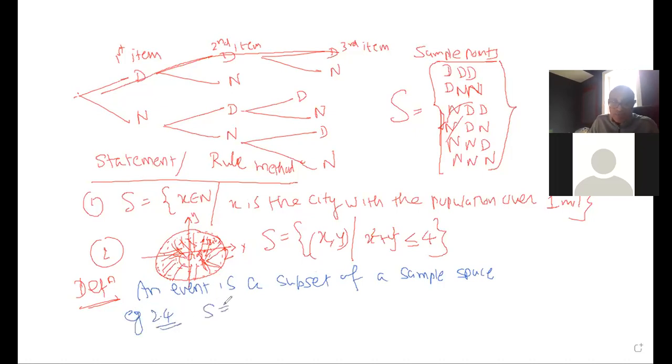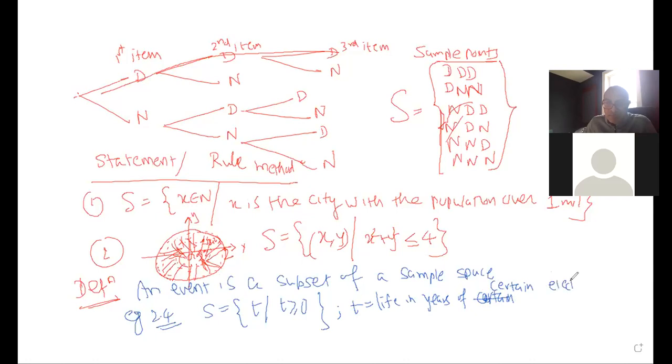Let S be equal to the collection of all t such that t is greater than or equal to 0, of course. But what is this t? This t is nothing but the life in years of a certain electronic component. Right? Certain electronic component.